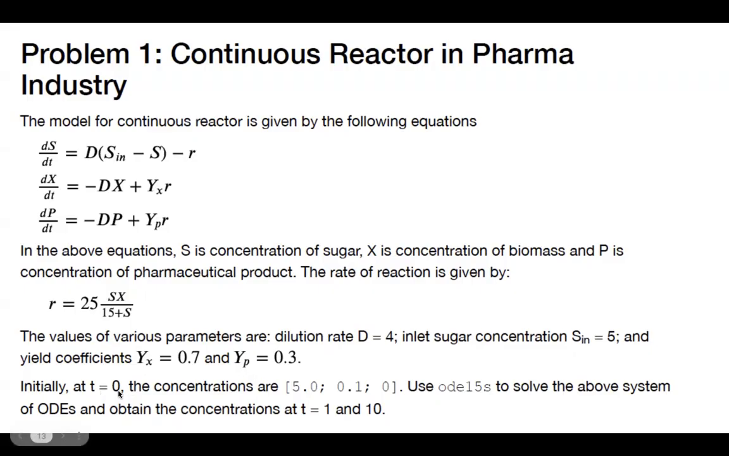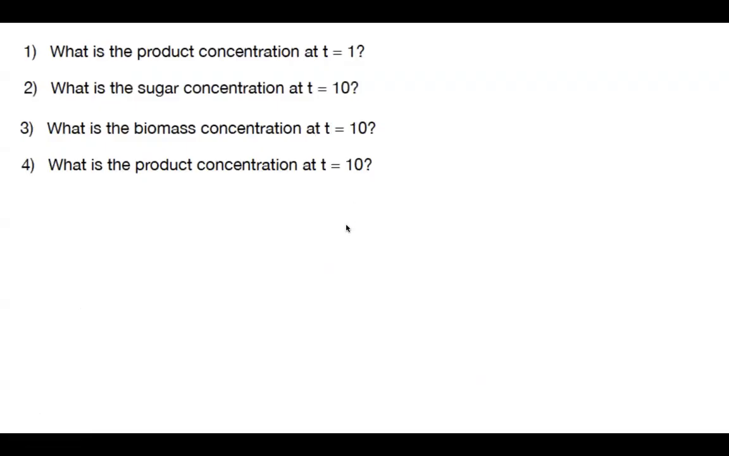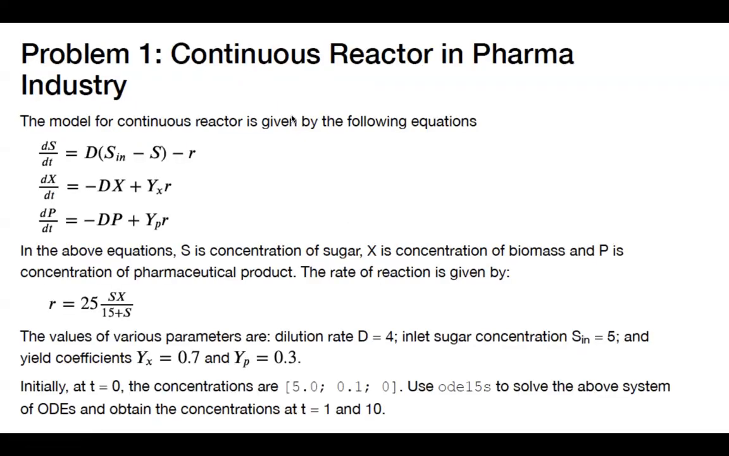Initially at t equal to 0, this is your initial guess: 5, 0.1, and 0. You have to use ode15s to solve the system of ODEs and find the concentrations at t equal to 1 and t equal to 10. t equal to 0 is given to you; apart from that, you need to find t equal to 1 and t equal to 10. There are some additional questions which I didn't show you, but the whole thing is we have to find the concentration of these three components at time t equal to 1 and time t equal to 10. That's the question here.